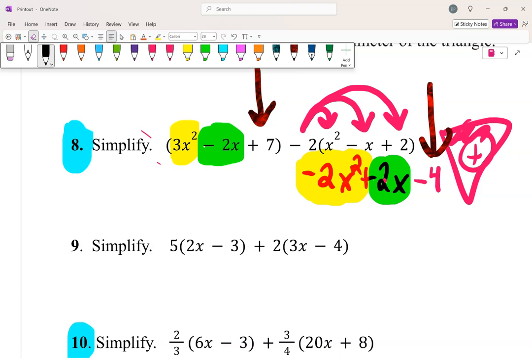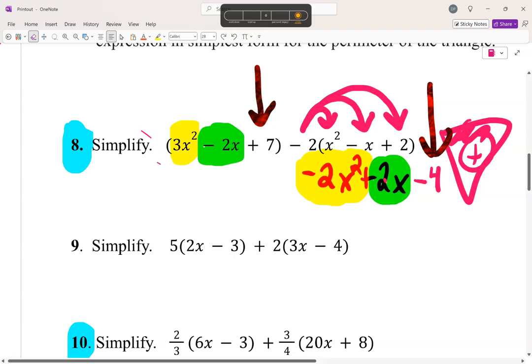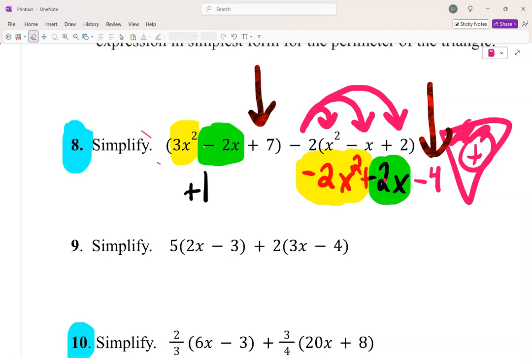Oh wait, yeah, 3 minus 2. We need to do good guys, bad guys, but we could just do 3 minus 2. Okay, yeah. So 3 minus 2 is positive 1, right? Yeah, so it's positive 1, which you don't have to write. You can just write x squared.